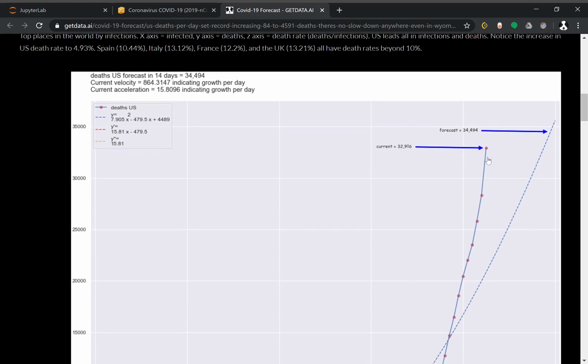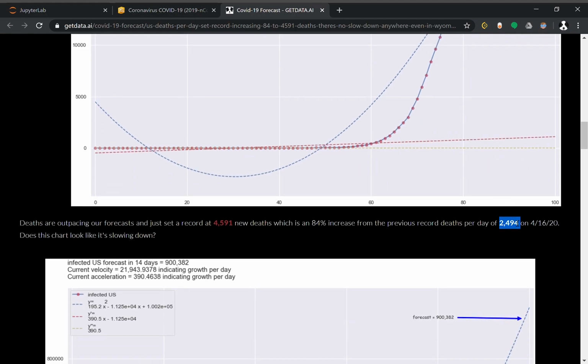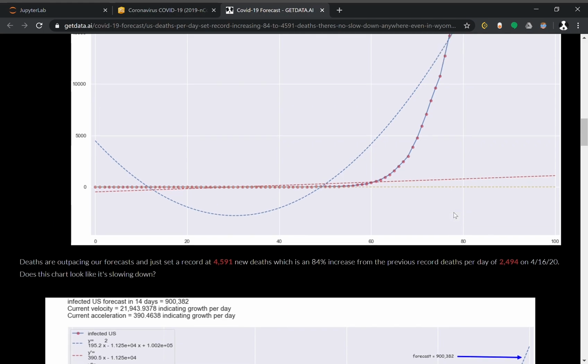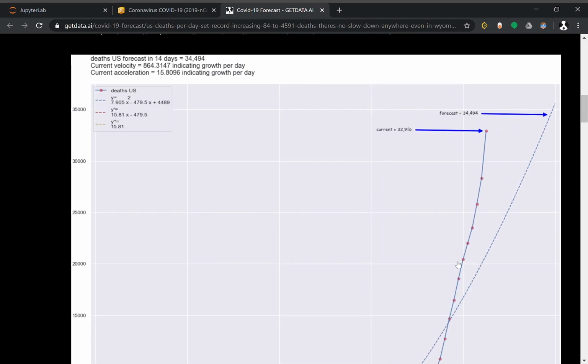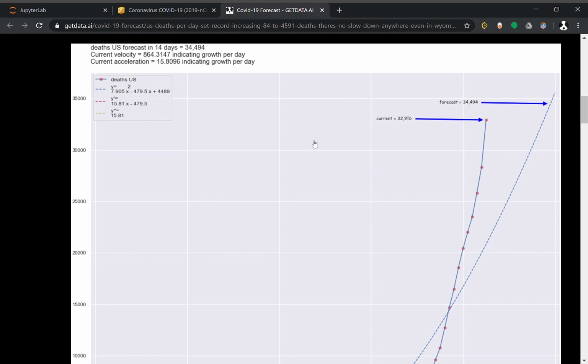But this jump from here to here, right, from 2,494 to 4,591, is an 84% increase. Okay, so that is not a slowdown. This thing is curving this way, right? Slowdowns curve this way, right? This thing is curving this way. And so it's not slowing down, right? Deaths are increasing.